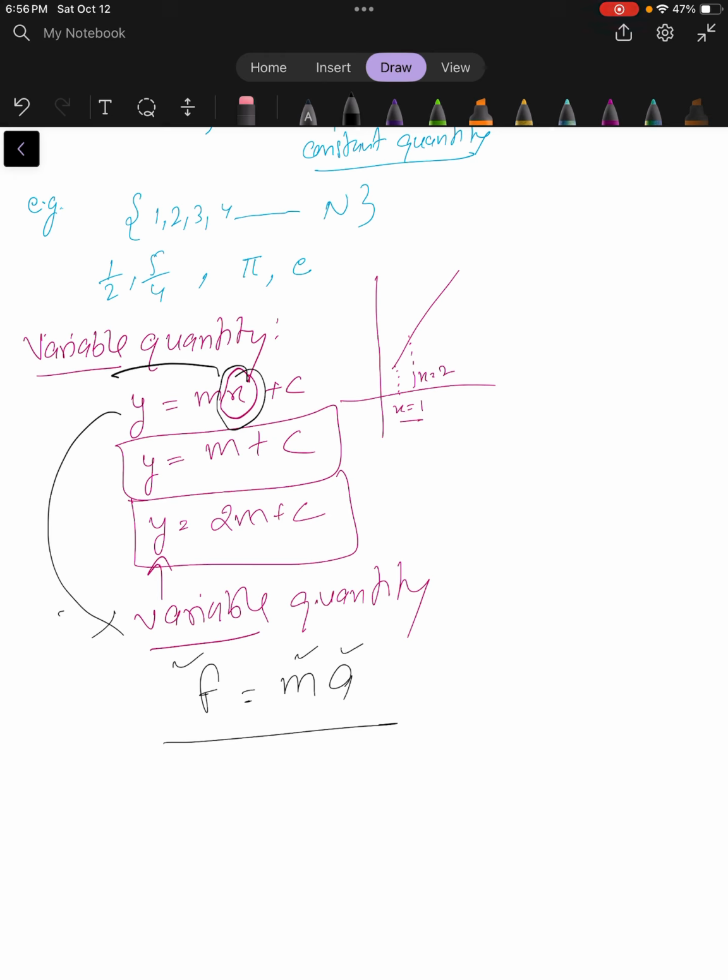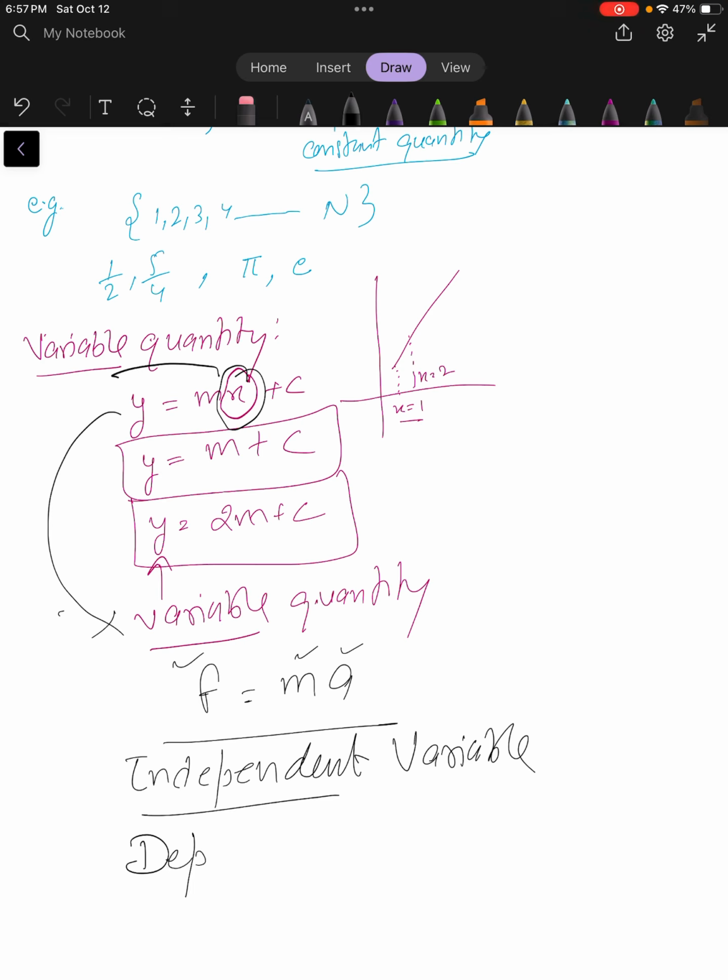Variable quantity is divided into two parts. In a variable quantity, we have two things: one is the independent variable and another is the dependent variable.